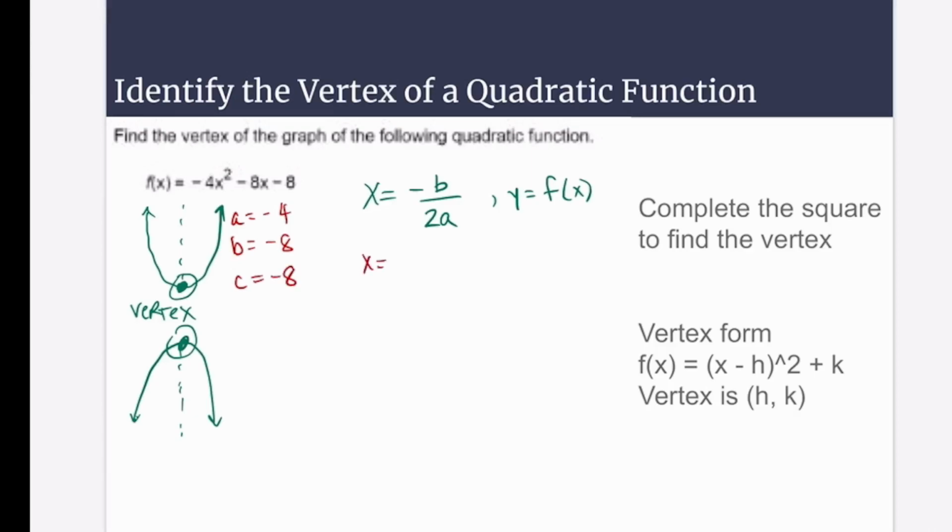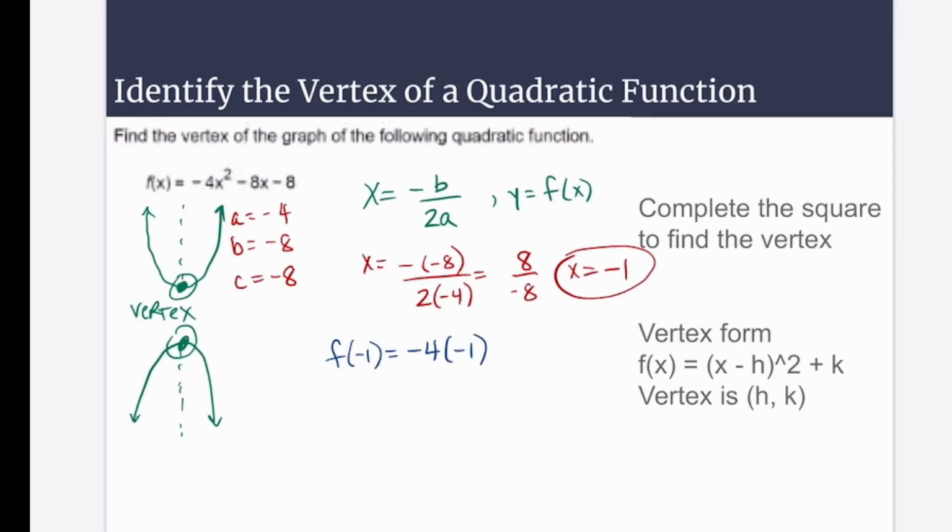So I can write this. I could plug in negative 8 for b. I could plug in negative 4 for a. So that's 8 over negative 8. The x value is going to be negative 1 for our vertex. So to find the y value, we're going to plug it in to our function. So it's going to be negative 4 times, we're using negative 1 as our x value, minus 8 times negative 1, minus 8.